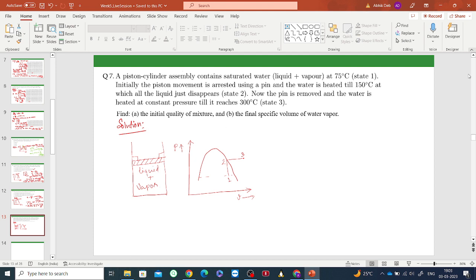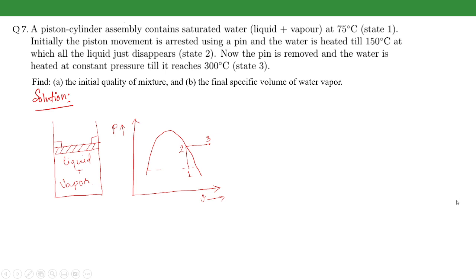Okay, so let us start with the next problem. A piston cylinder assembly contains saturated water, that is liquid plus vapor, at 75 degrees Celsius, that is state 1. Initially the piston movement is arrested, that is the piston is not free to move, using a pin, and the water is heated till 150 degrees Celsius. During this heating process the volume remains constant since the piston cannot move. So from 1 to 2 this is a constant volume process.